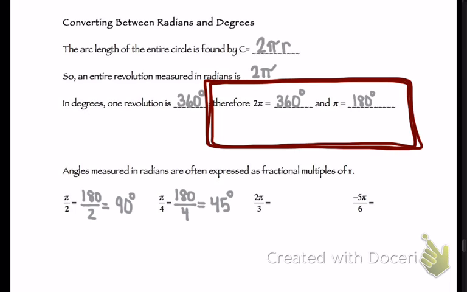Now 2 pi over 3, now I have to remember, well, 2 pi is equivalent to 360 degrees. So now I'm going to do 360 divided by 3, so I get 120 degrees. Last one, negative 5 pi over 6. Well, same deal. I know pi is the same thing as 180 degrees, so I'm going to do negative 5 times 180. I'm going to take that total and divide by 6, so I get negative 150 degrees. And voila, you now understand how to convert from radians to degrees. Okay?